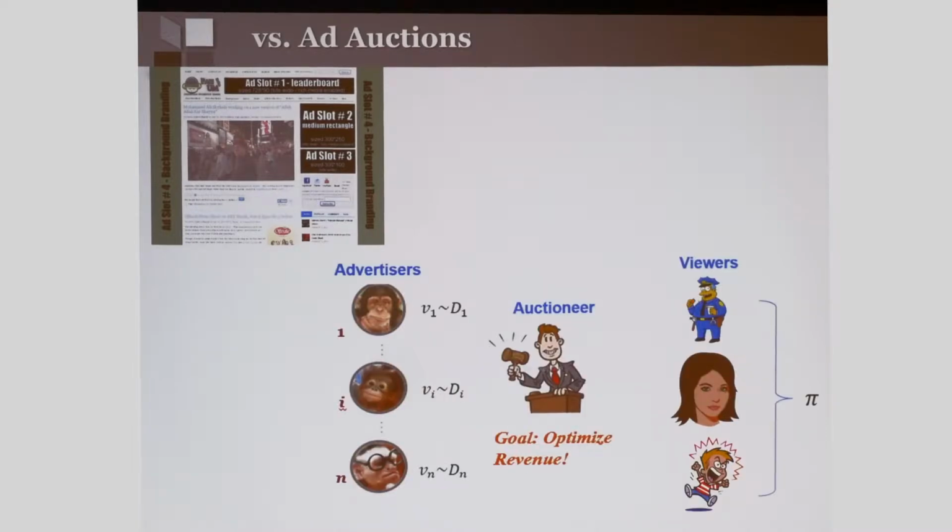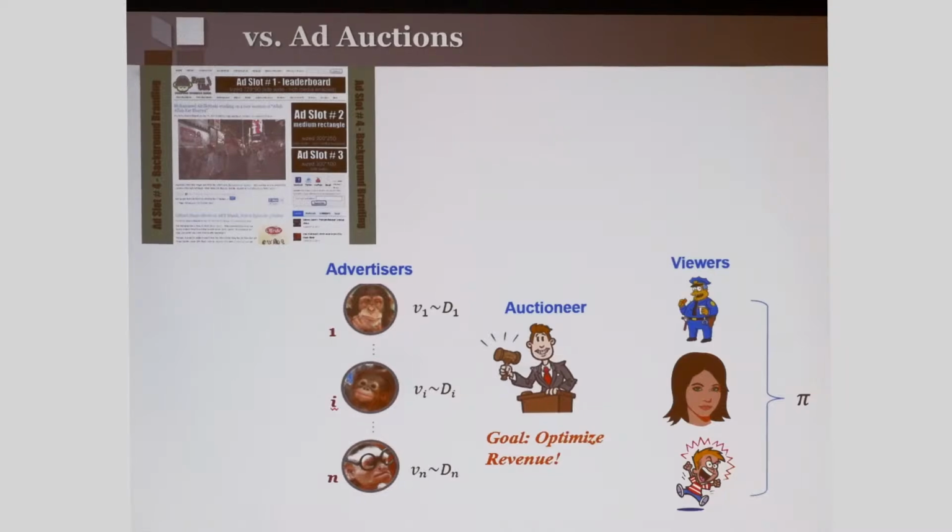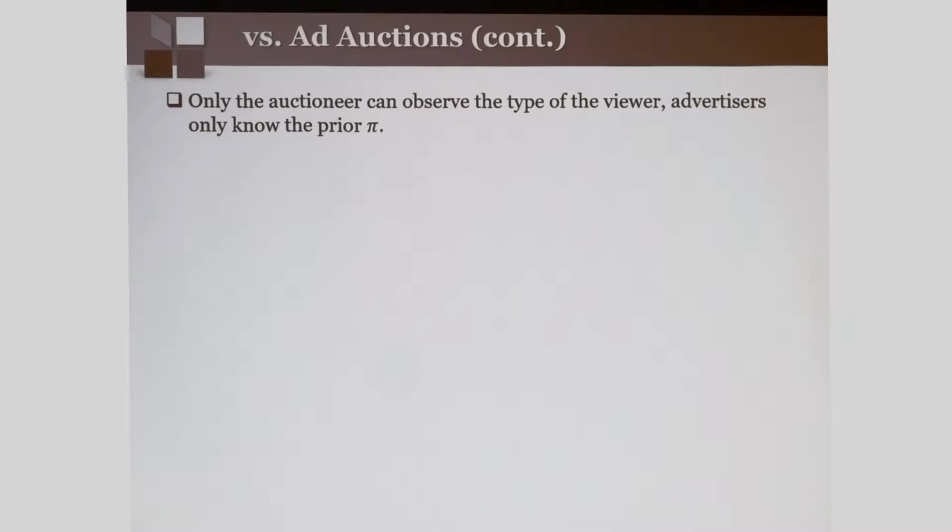Here's a realistic problem that is related to our setting. It's called ad auction. In an ad auction, the auctioneer is selling ad slots to advertisers, and there are m different types of viewers. Each advertiser has a different value for displaying his ads to a different type of viewer. The probability that each type of viewer shows up is drawn from a prior pi. And only the auctioneer can observe the realized type of the viewer, while the advertisers only know the prior.